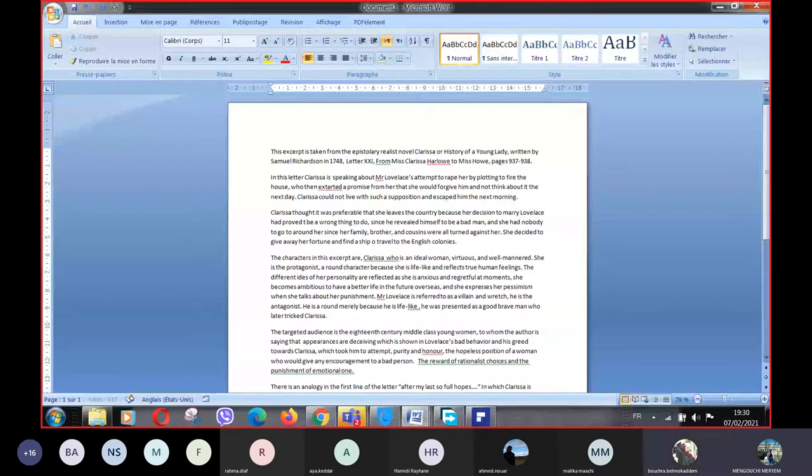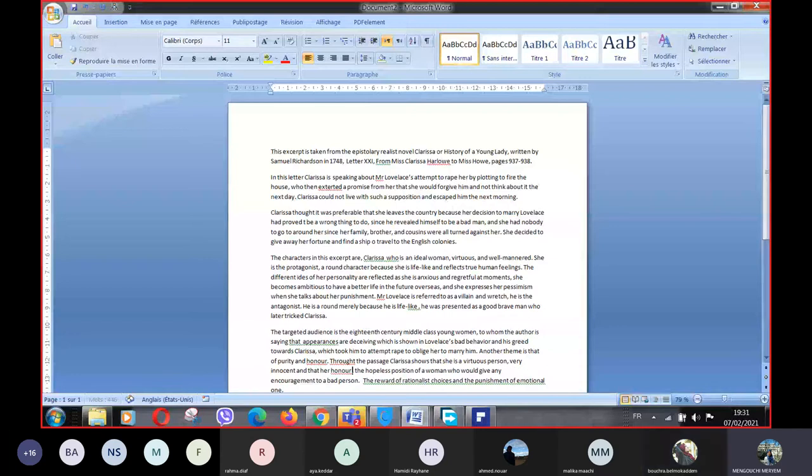Okay. Second, another theme is that of purity and honor. That of purity and honor through the passage. Through the passage, Clarissa shows that she is a virtuous person, very innocent, and that her honor was important for her. She used the words vanity and vilest dishonor to show her true intentions.